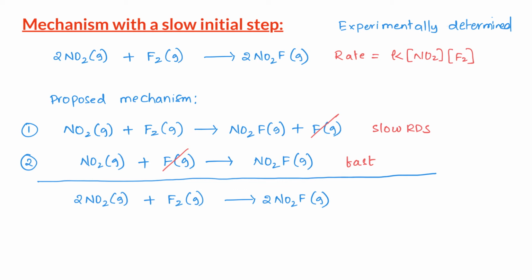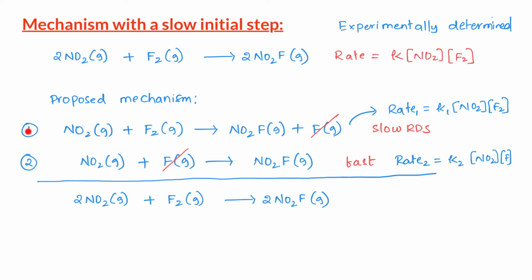Next, let us see if the mechanism agrees with the experimentally determined rate law. For step 1, the rate law is rate 1 equals k1 times the concentration of NO2 times the concentration of F2. For step 2, the rate law is rate 2 equals k2 times the concentration of NO2 times the concentration of F atoms.